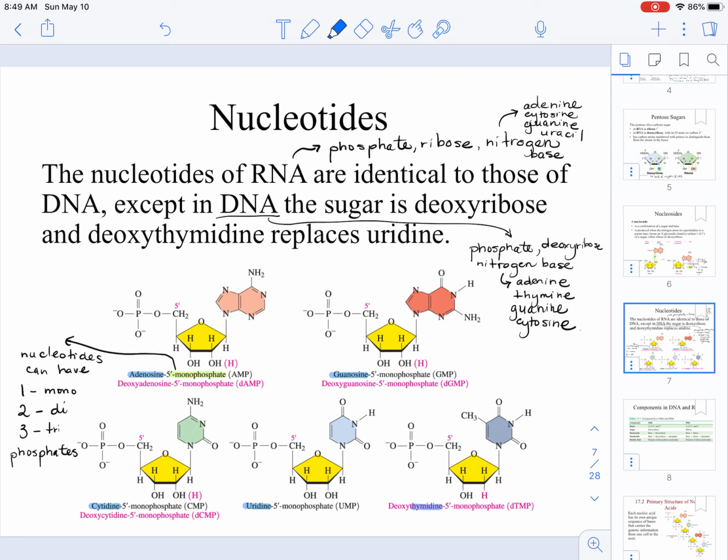Remember, thymidine is the only one that goes deoxy because it's in DNA, and uridine must have a ribose sugar. So that's why we have those 2 distinct molecules in the bottom.